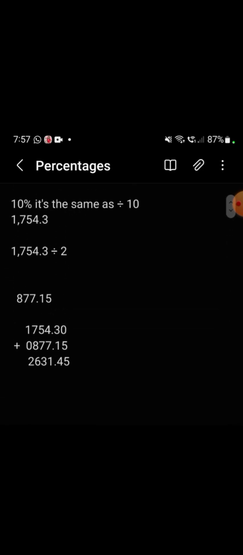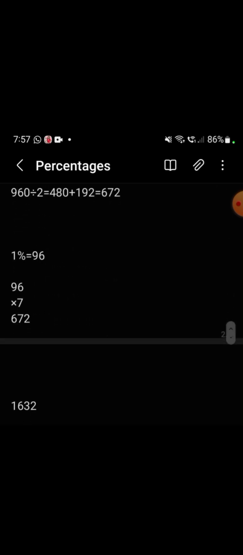That is how to do percentages. You can do this on others by just doing the divided by 10 steps, half it steps. That's all you've got to do. If it's 1%, you pretty much just divide it by 100. There you go. There's the maths.